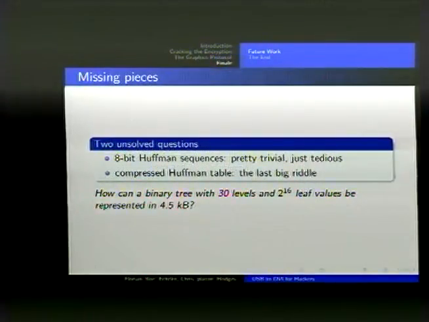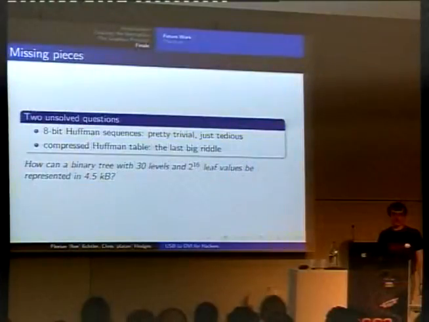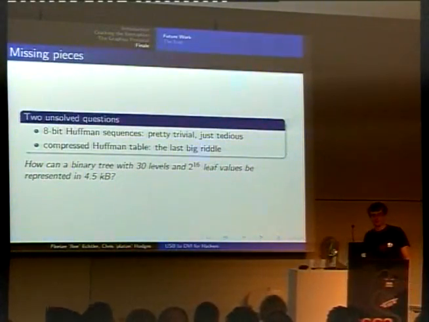So we have still two things which are unsolved and which I would like to invite you to maybe give a look if you want to. The first one is pretty trivial. We don't have the Huffman sequences for the 8-bit mode yet. This should be rather trivial because you just have to repeat the process with 8-bit with colors which differ in the last 8 bits.